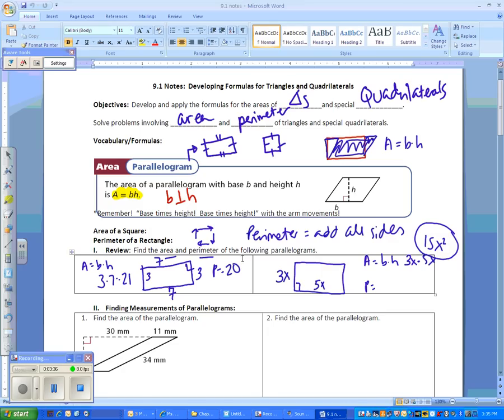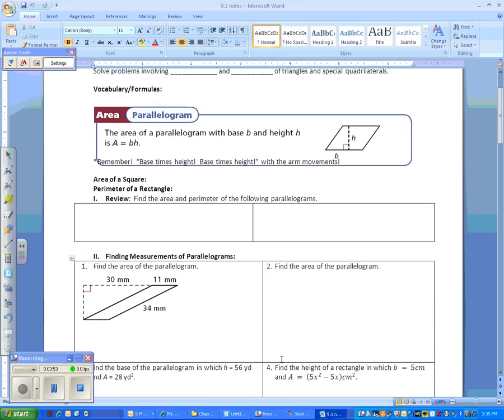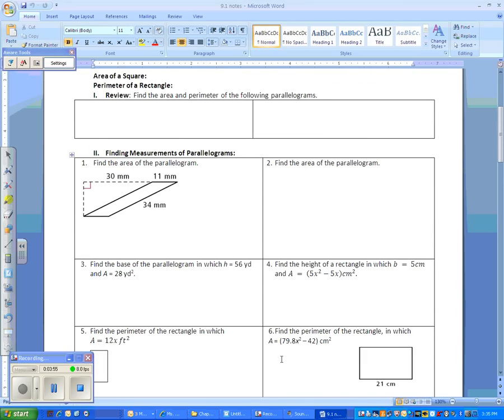For perimeter, if this side's 5x, then this side is 5x. If this side is 3x, then this side is 3x. And so we're going to add them all up. 3x plus 5x plus 3x plus 5x is going to be 16x. And that's all we can do. We are done. Okay, so the questions in your book are going to be a little bit more complicated.